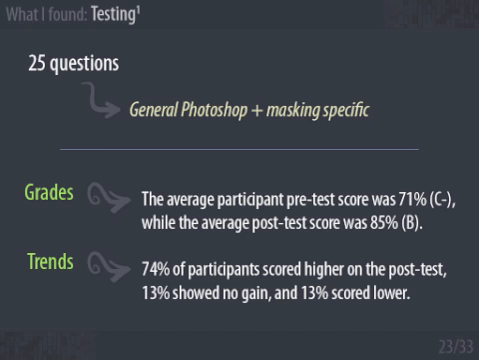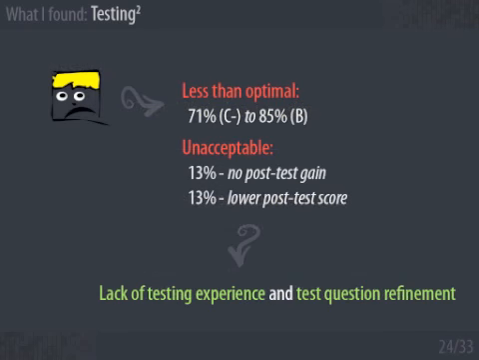My pre- and post-tests were 25 questions covering general Photoshop and masking-specific content. Concerning grades, the average participant pre-test score was 71% or a C-, while the average post-test score was 85% or B. Concerning pre- to post-test trends, 74% of participants scored higher on the post-test, 13% showed no gain, and 13% scored lower. My reaction to the analysis of workshop test data was a mix of surprise, sadness, and concern.